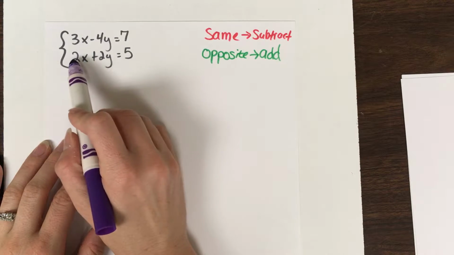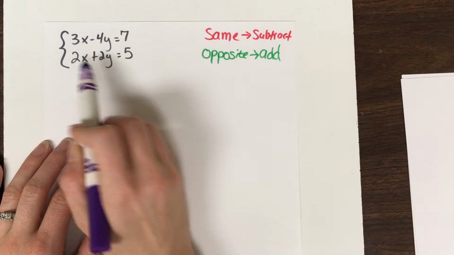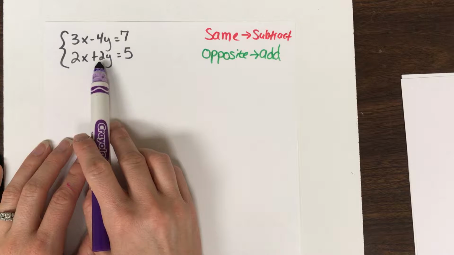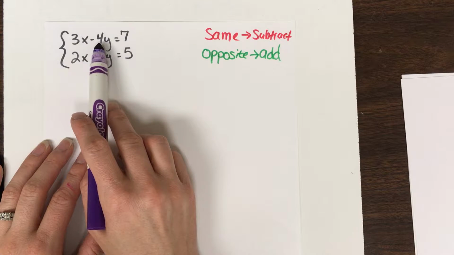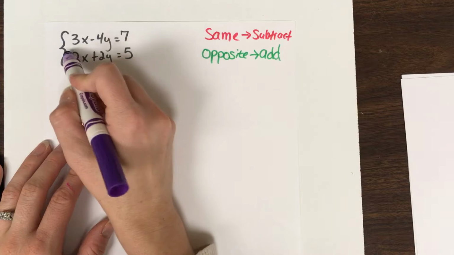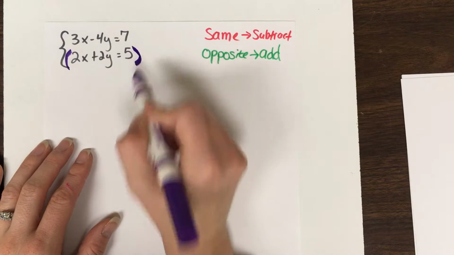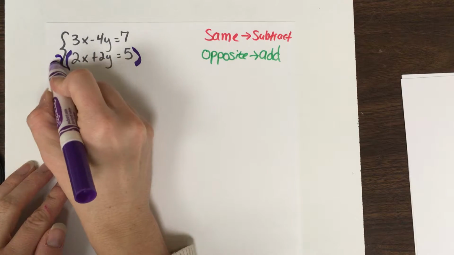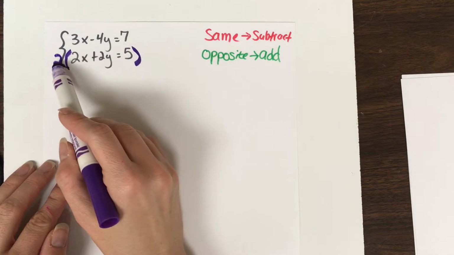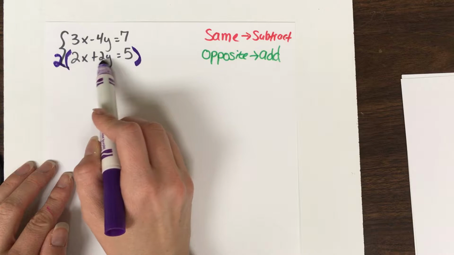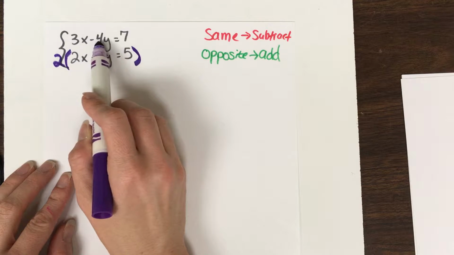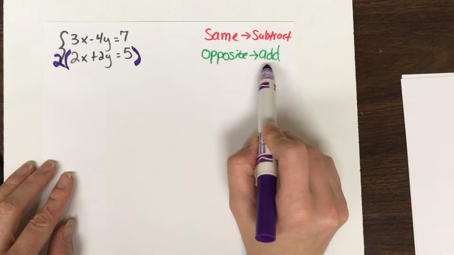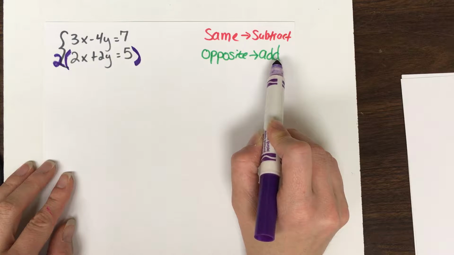So looking at the second equation, looking at y, the coefficient here is 2. The coefficient of the other equation is -4. So what I could do is multiply this entire second equation by the number 2, and that would result then in a 4y. So then I would have a -4y, a positive 4y. Those would be opposites, which means I would add my equations together.